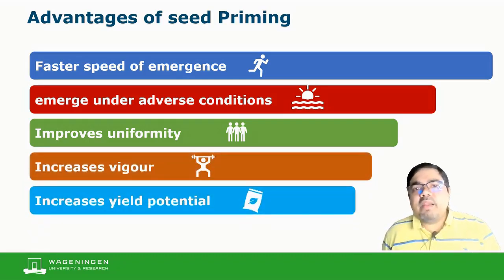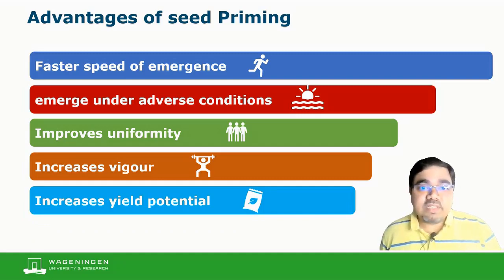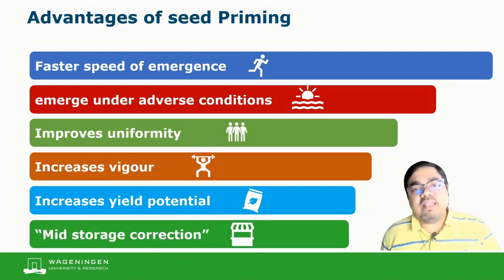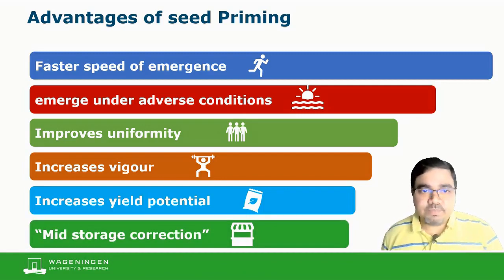Priming helps to repair internal physiological damages that might have occurred during seed storage. So many times this is also called a mid storage correction.